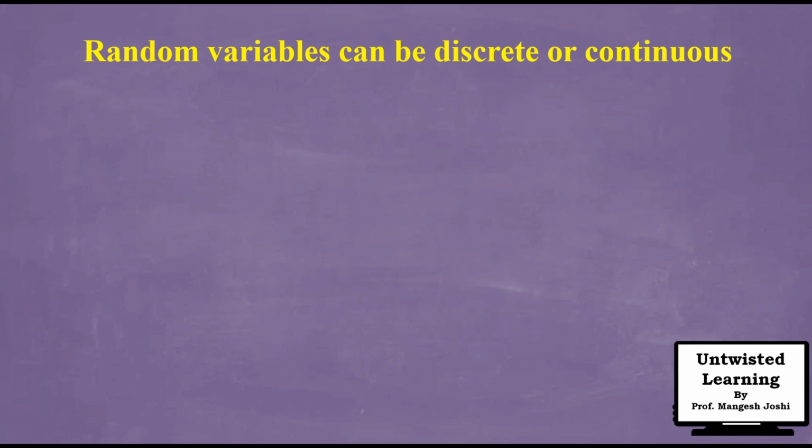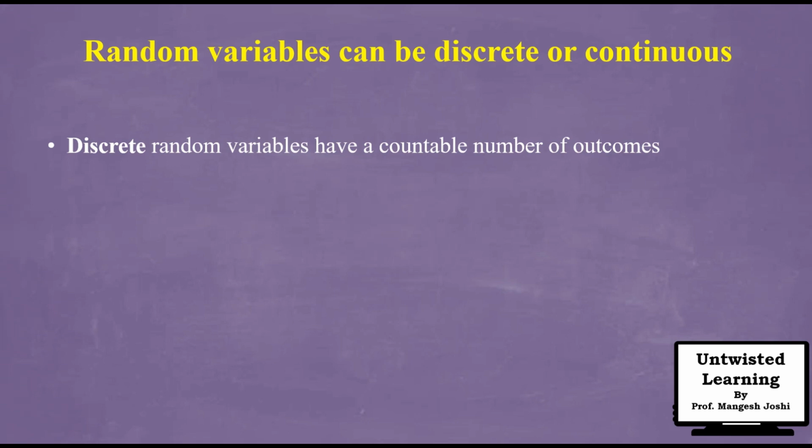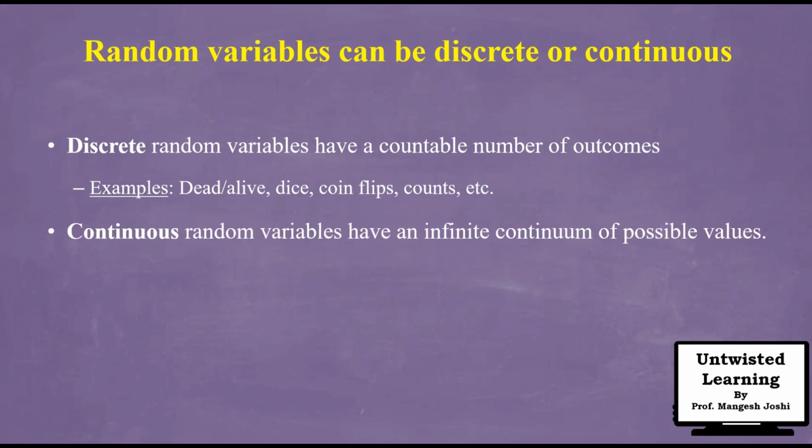We have already seen in the previous video that random variables can be discrete or continuous, but let us revise this. Discrete random variables have a countable number of outcomes: dead or alive, dice, coin flips, counts, etc. Continuous random variables have an infinite number of possible values. Examples are blood pressure, weight, the speed of a car, and the height of a person.